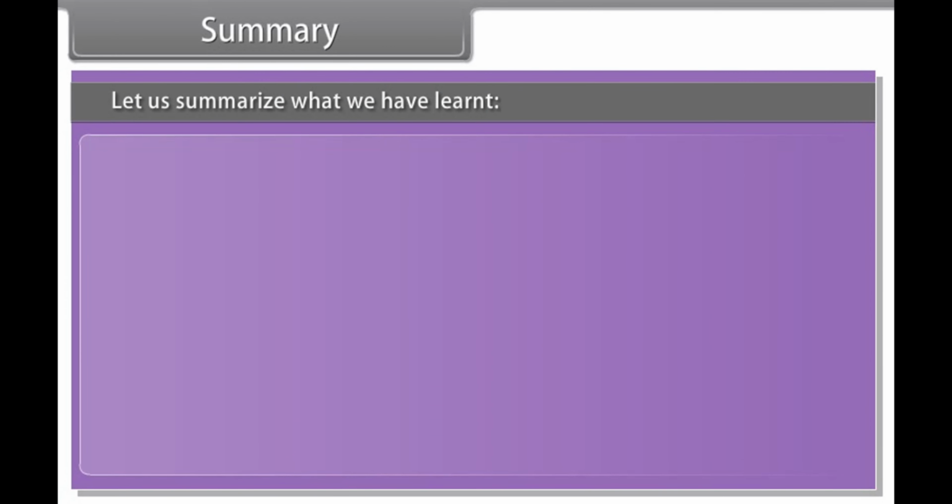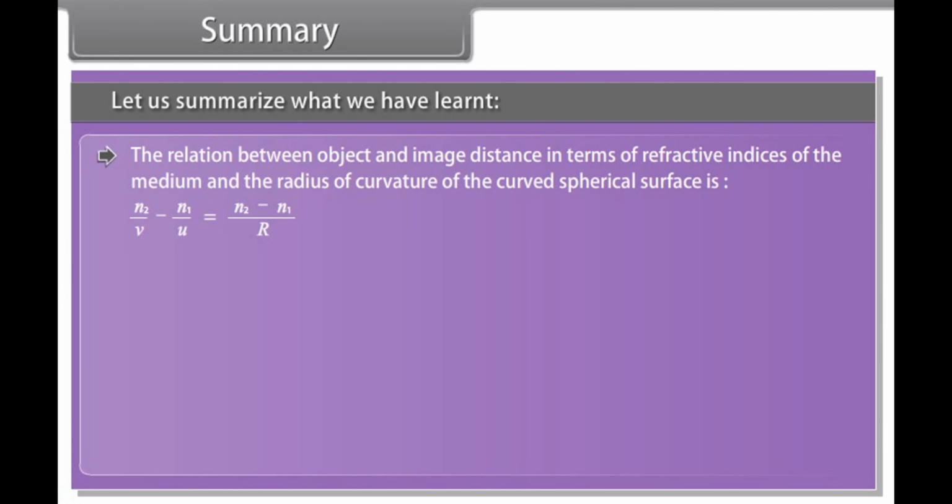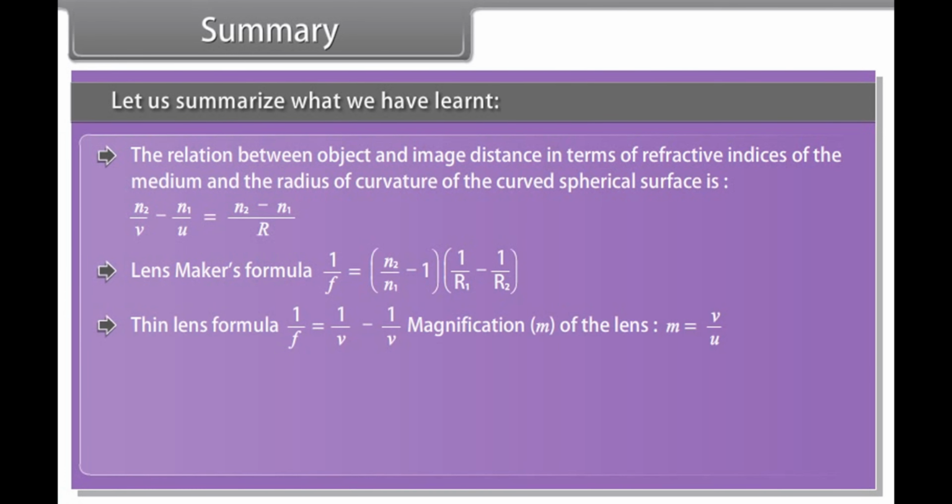Summary. Let us summarize what we have learned. The relation between object and image distance in terms of refractive indices of the medium and the radius of curvature of the curved spherical surface is n2 by v minus n1 by u is equal to n2 minus n1 by r. Lens maker's formula is this. Thin lens formula is this. Magnification M of the lens, M is equal to V upon U.